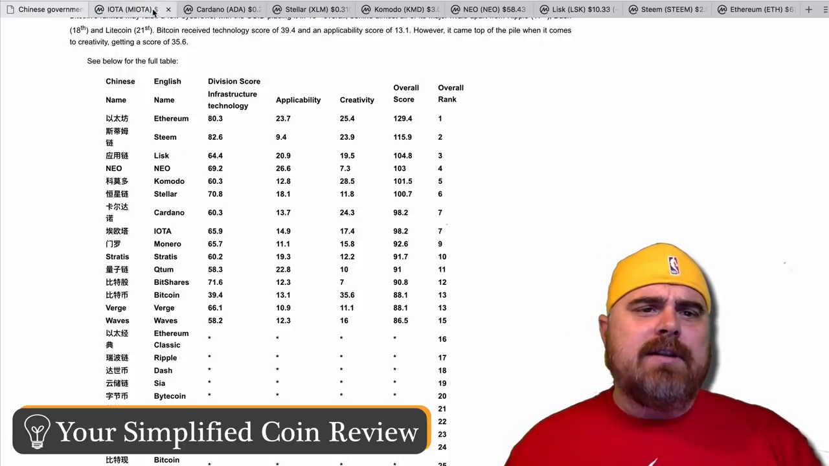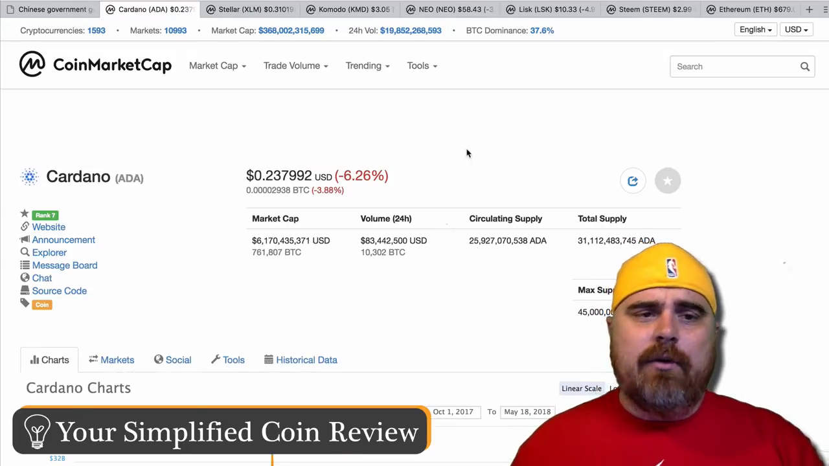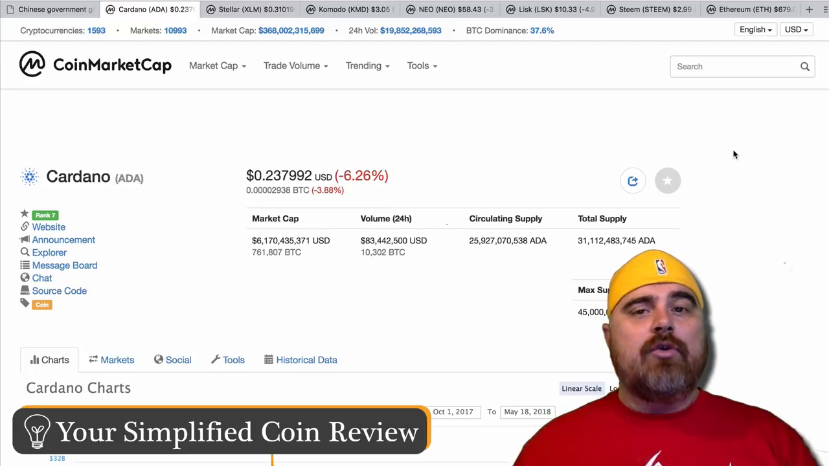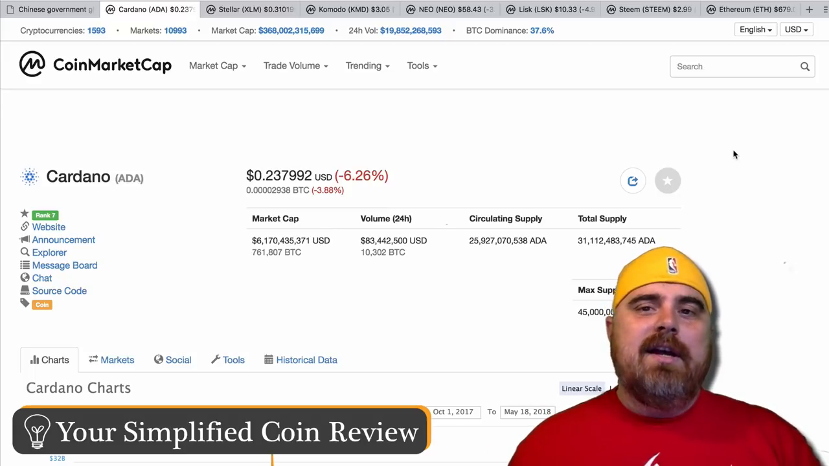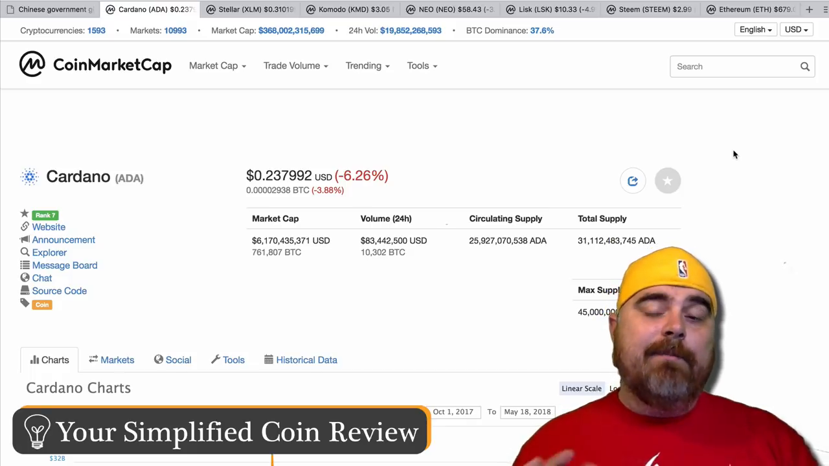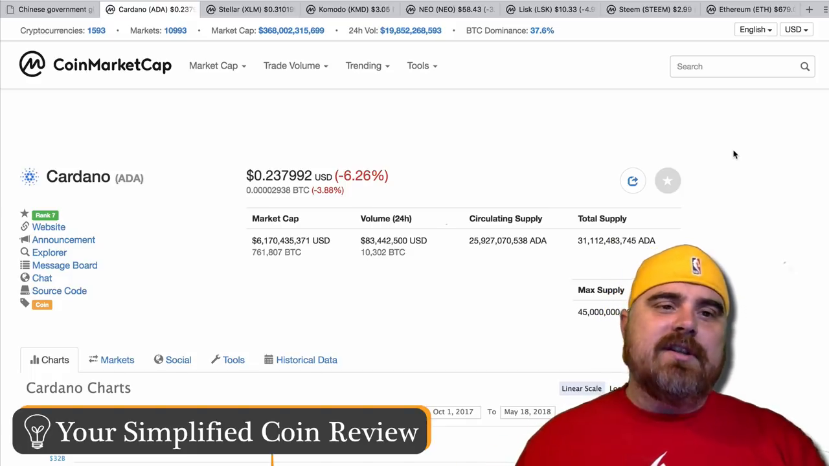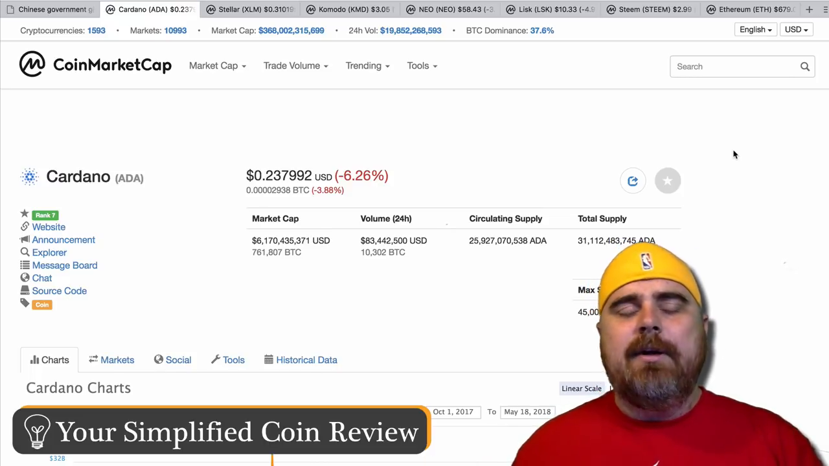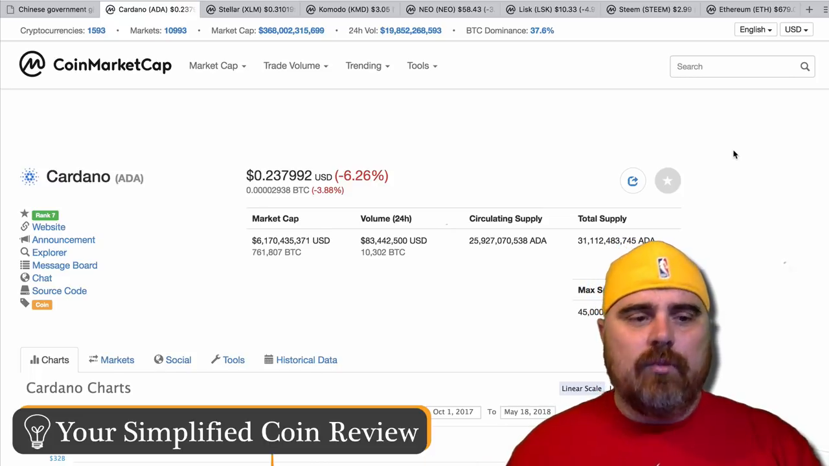So let's move on to number 7, Cardano. We've done a review on Cardano. Believe Cardano is a great coin. It's ranked number 7 on both CoinMarketCap.com and the Chinese rankings. It's the only one that's exactly where it should be on both. So, of course, the Chinese rankings don't include the ERC-20, so EOS is ahead of it on CoinMarketCap.com, but yet it isn't on this ranking list.